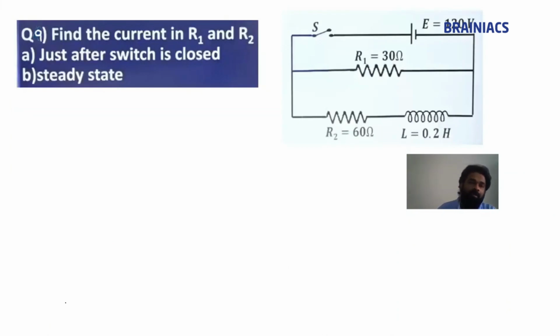Question number 9. Find the current in resistance R1 and R2. Question A is just after the switch is closed. Question B is at a steady state.